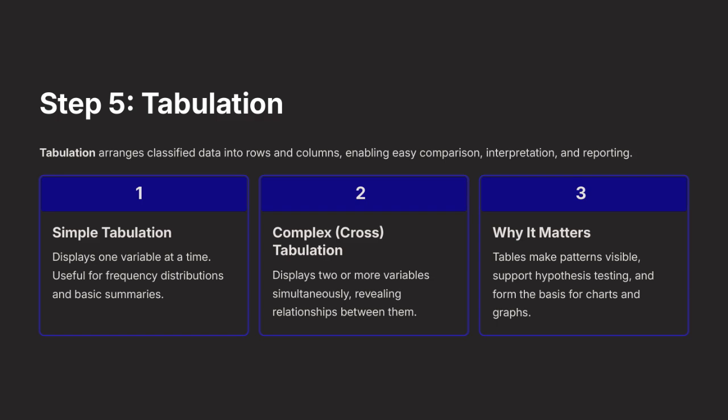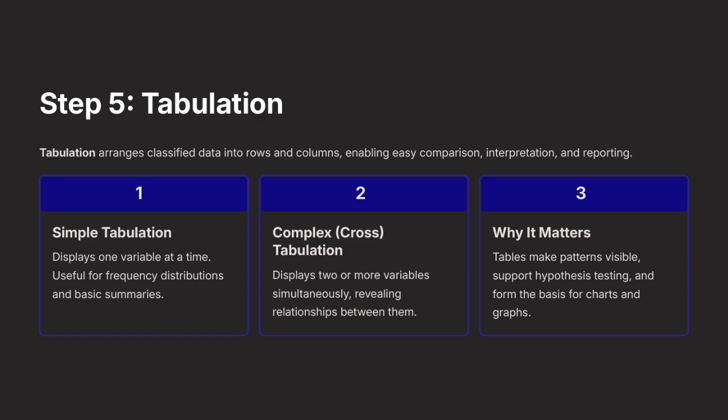When it comes to types of tables, we have the complex or cross-tabulation. This type shows multiple variables simultaneously, giving us a comprehensive view of how different factors interact. It's essential when you want to dig deep into relationships. On the other hand, simple tabulation displays just one variable at a time. It's great for understanding frequency distributions or providing basic summaries of your data, giving a straightforward overview.